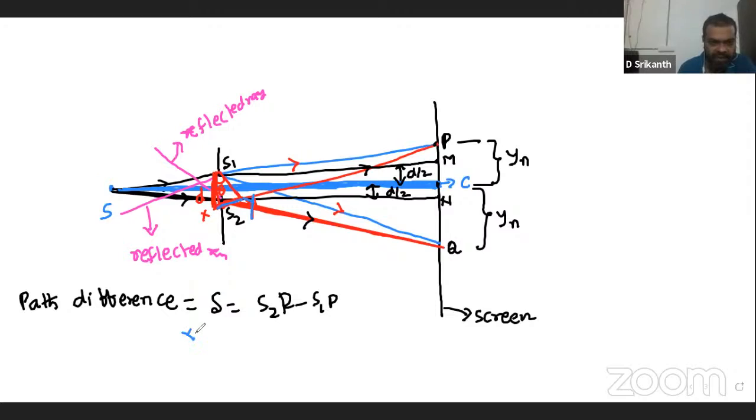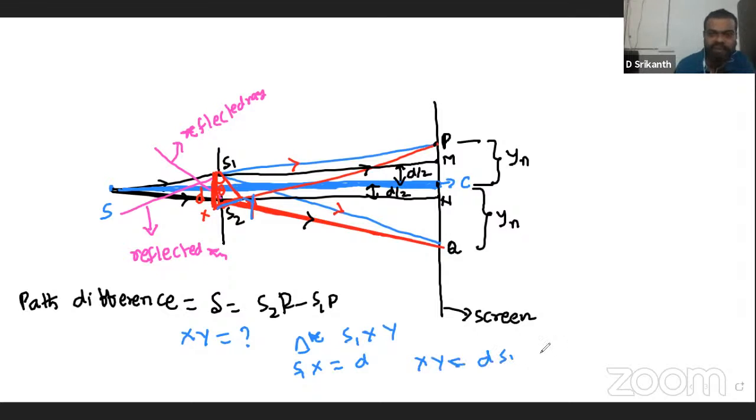So XY I need to find from the triangle S1XY. I can say that S1X will be equal to D. So XY is equal to D sin theta. So the path difference will be D sin theta due to the diffracted rays.